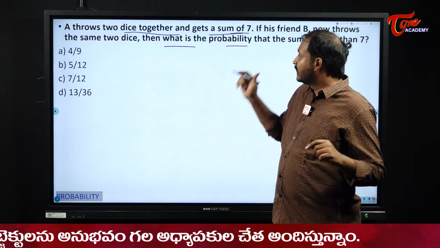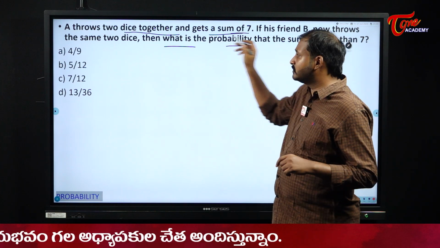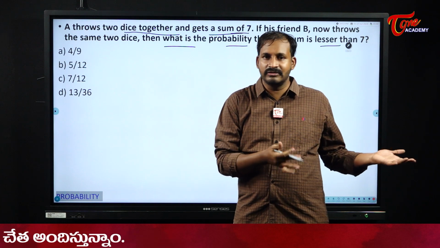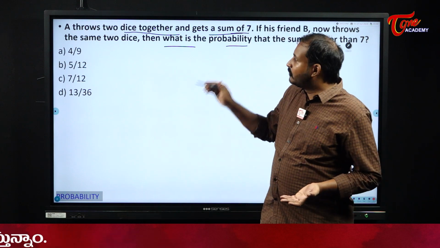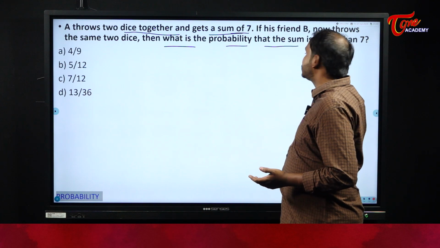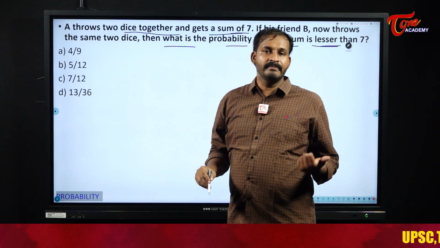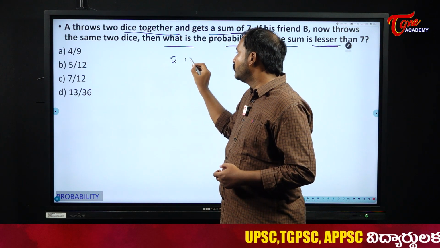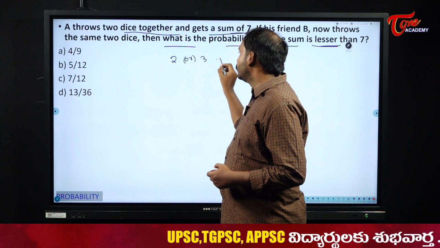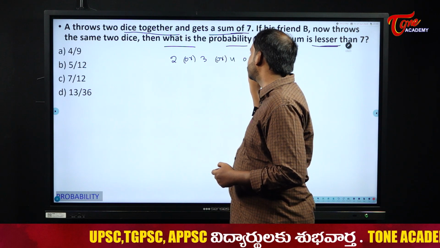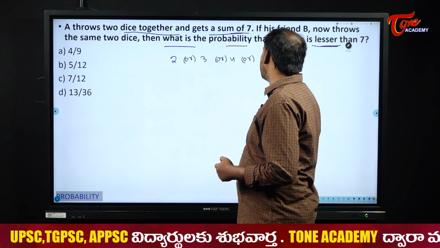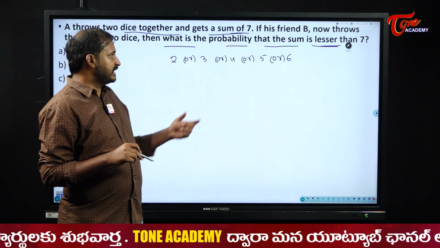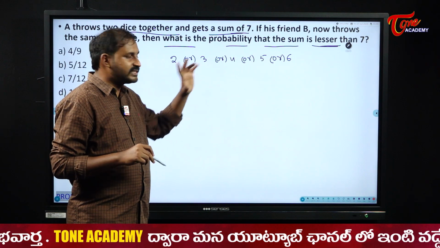Next, see here, if his friend B now throws the same 2 dice, whether he throws the same 2 dice or different 2 dice, it doesn't matter for us. Then what is the probability that the sum is lesser than 7? What chances do we have? That means my sum should be 2, or 3, or 4, or 5, or what? 6. Right? Lesser than 7, not even equal to 7.